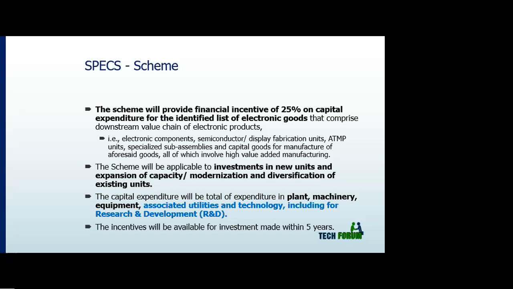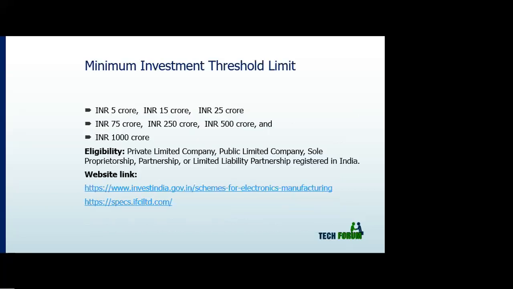Then the capital expenditure will be the total expenditure in plant, machinery, equipment, associated utilities and technology, including for research and development, R&D. Here, if you have less investment in associated utility, mention "not applicable" in your application. If you are more focused on research and development in your existing company, your big company, mention that with clarity. This is what we expect from the industry. Then minimum investment threshold limits are given: 5 crore, 15 crore, 25 crore, 75 crore up to 1000 crores.